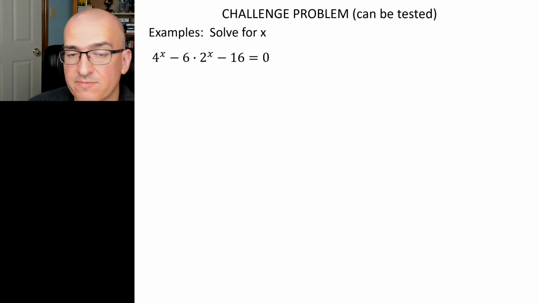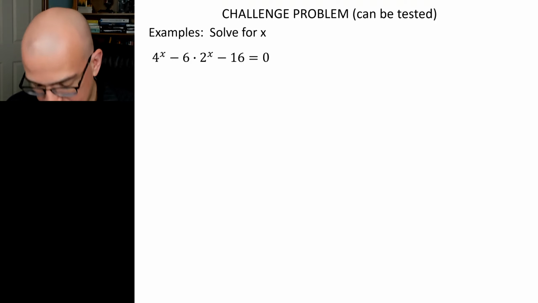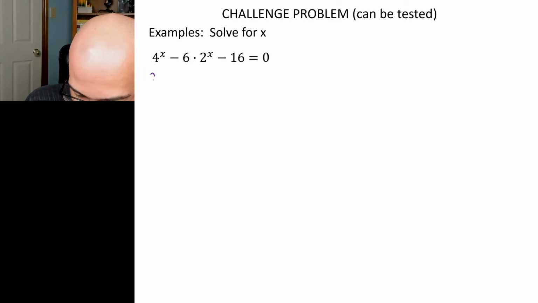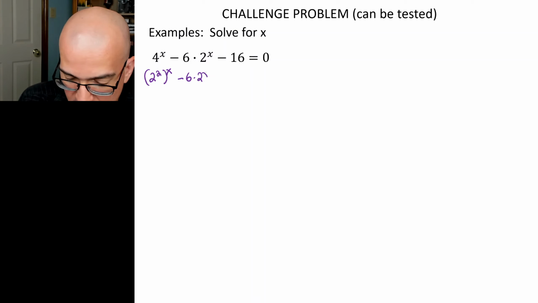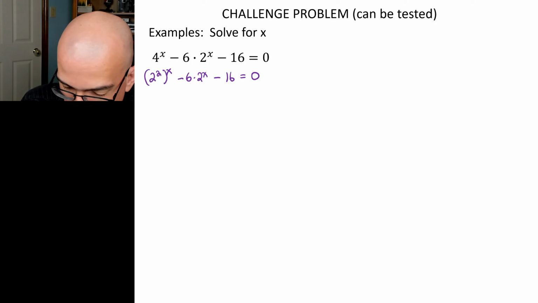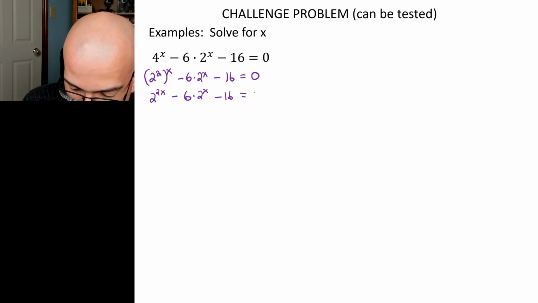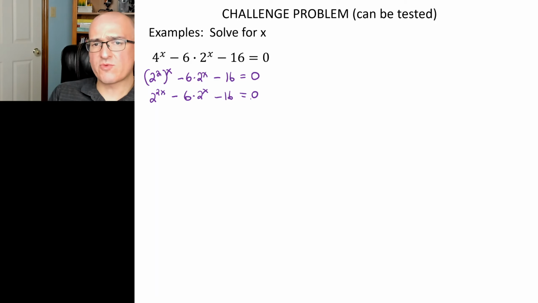I'm going to show you a trick. I'm going to replace the 4 to the x with a 2 to the 2 to the x, since 4 is equal to 2 squared. Minus 6 times 2 to the x minus 16 is equal to 0. So this is 2 to the 2x minus 6 times 2 to the x minus 16 is equal to 0. And I'm going to do something really weird.